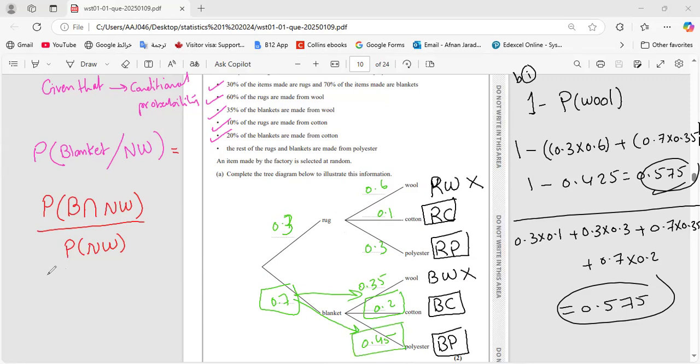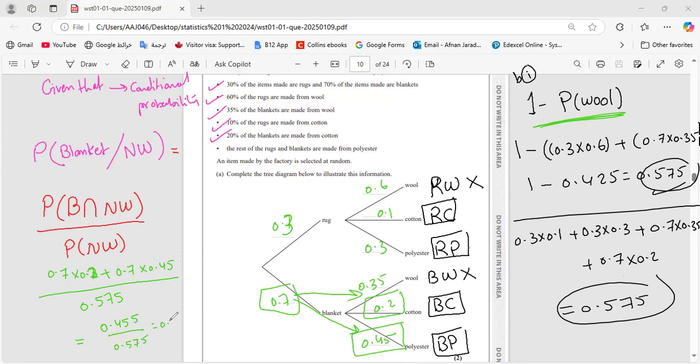So the numerator will be 0.7 multiplied by 0.2 plus 0.7 multiplied by 0.45 over the probability that it's not wool, that is part I, okay, this one, which is 0.575. The answer is 0.7 times 0.2 plus 0.7 times 0.45 equals 0.455 divided by 0.575.